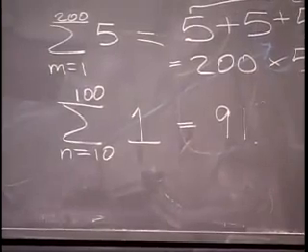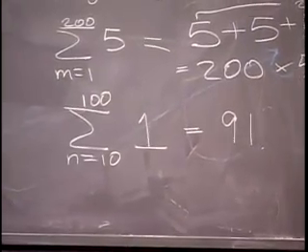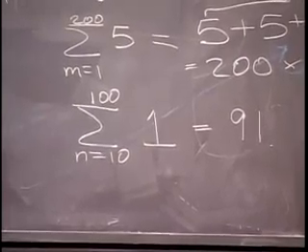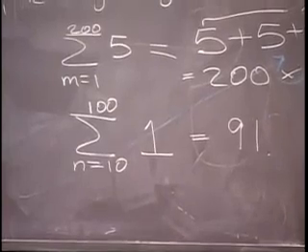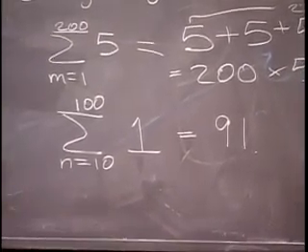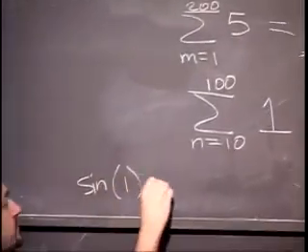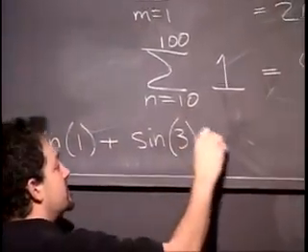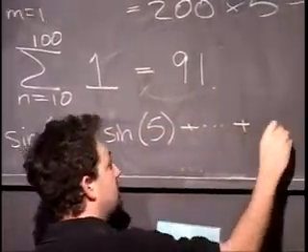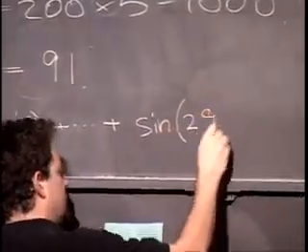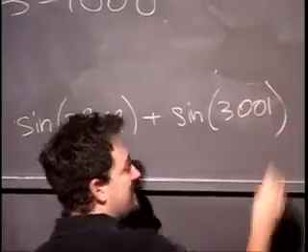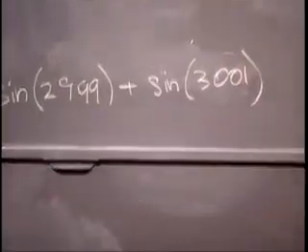One thing that will be quite useful, though, is to be able to write things in sigma notation that may not be so obvious. So here's an example, and then I'm actually going to move on to integration, or at least setting up integration more specifically. So the example I'd like to look at is, how would you write this sum? Sine 1 plus sine 3 plus sine 5, and so on, up to sine 2999, sine 3001, in sigma notation. I don't ask you to find the sum, I'm just saying how would you write it in sigma notation.